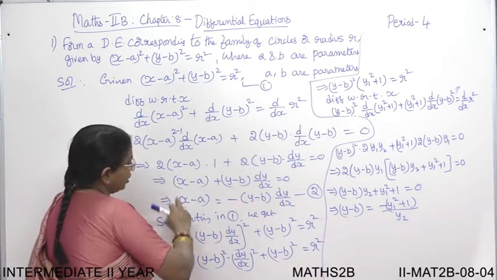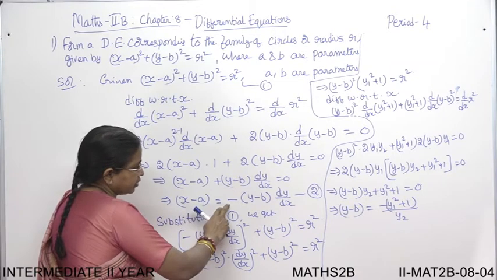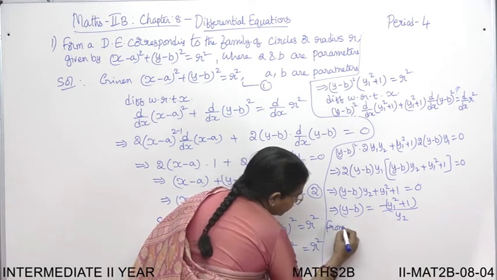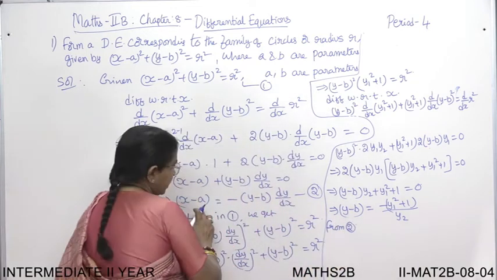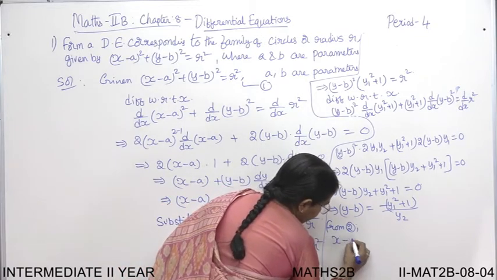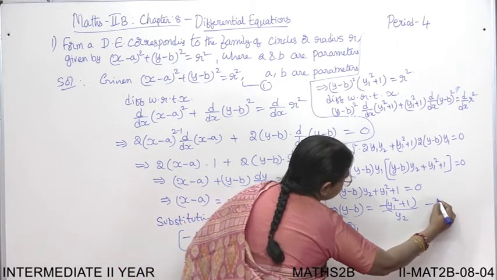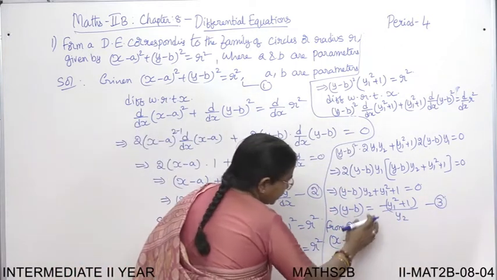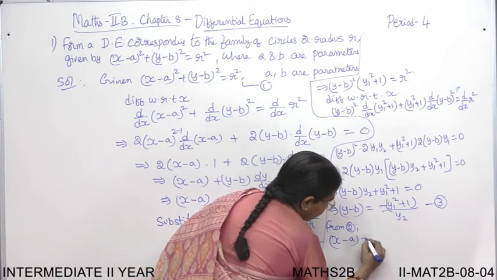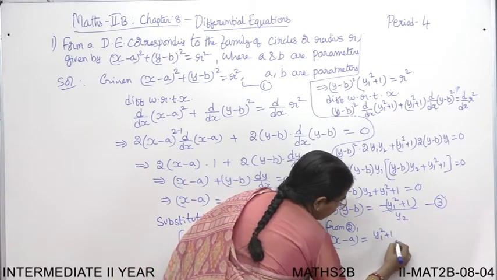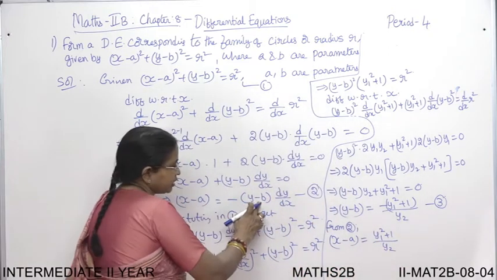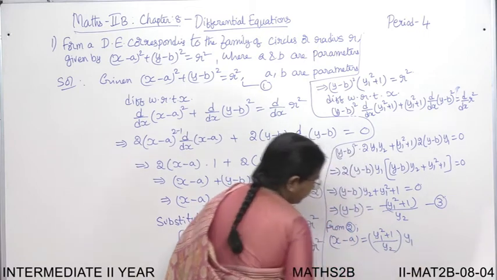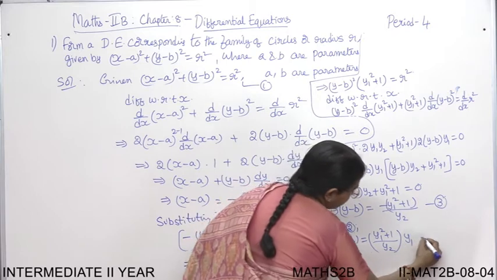Now we will find out x minus a also in terms of this. So from equation 2 you will get x minus a is equal to, so this is equation 3. Okay. Now x minus a is equal to minus of (y minus b) into dy by dx, that is y1. So minus of (y minus b) is (y1 square plus 1) by y2, and we'll write into y1. Now this is x minus a, and this is y minus b.